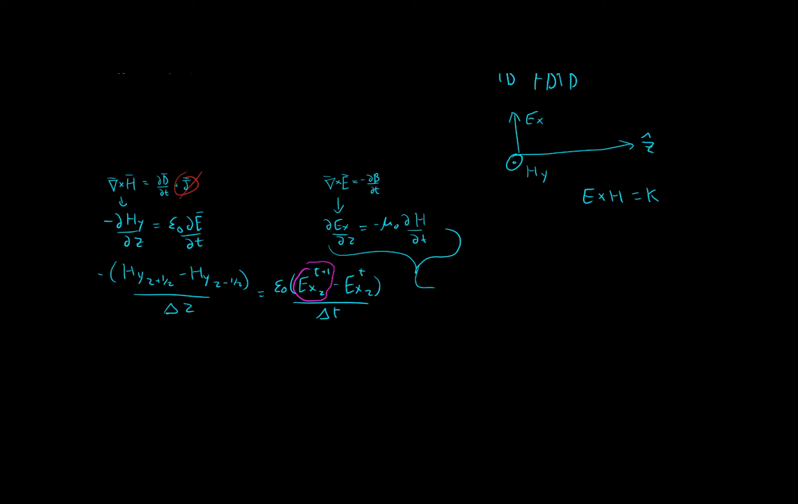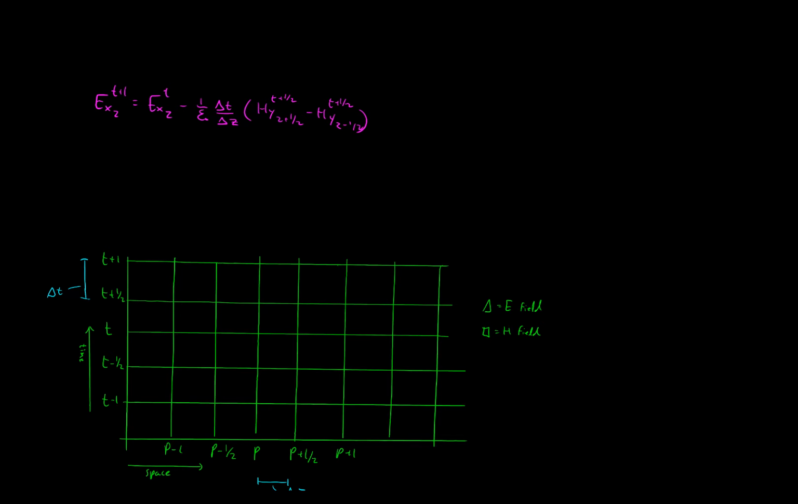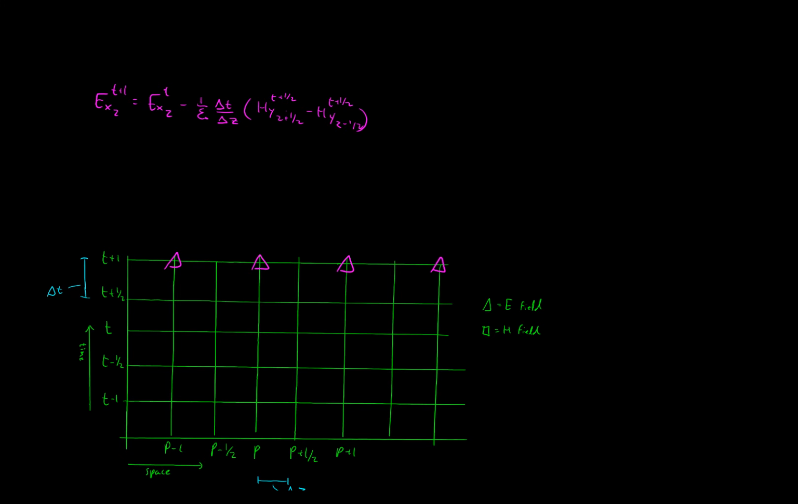So if we isolate for this one, Ex at point z, t plus 1, is then equal to Ex at point z of t minus 1 over epsilon naught times the finite difference of H. Now those are all at time t plus 1/2. So now we have our update equation. Assuming that we have a starting condition of E fields and H fields, our E field is at time t plus 1, and our H field is going to be at time plus 1/2, and z plus 1/2. So here, and here, and here, and here.